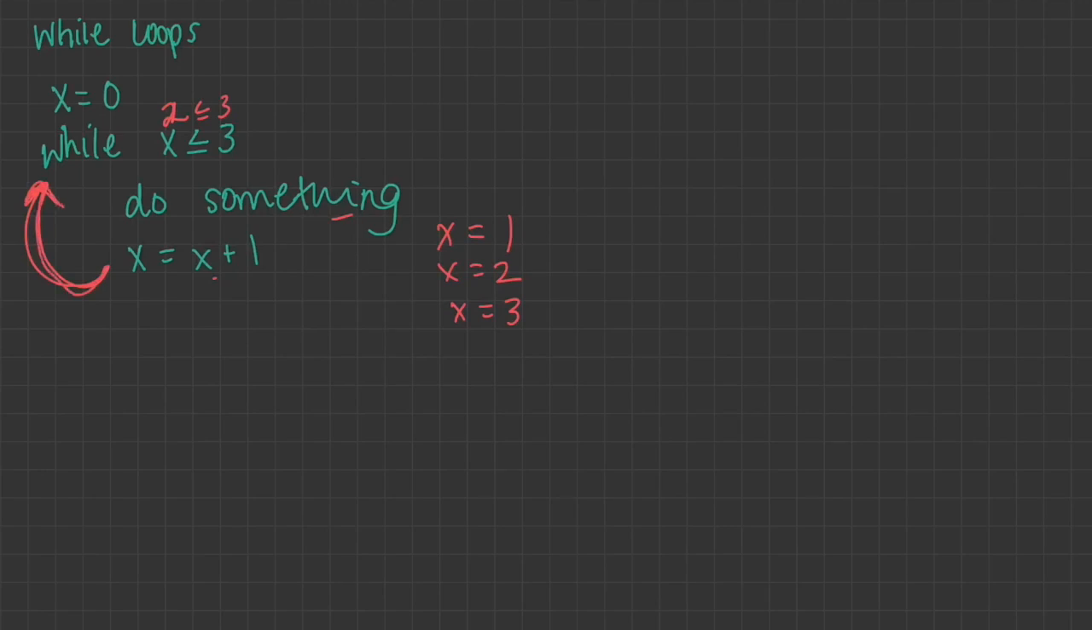And x, let's get a little busy. 3 is still less than 3, so we do our thing again. We increment x. X equals 4, so we go back to the top. And now 4 is no longer less than 3, so we don't do our thing, and we don't increment x, and we just go to whatever is next in our program.